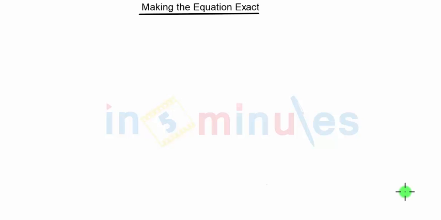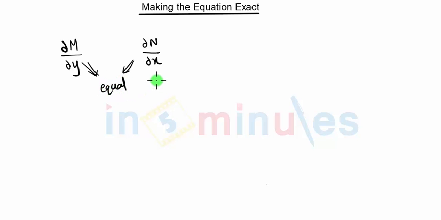In this video we are going to see another topic on differential equations, that is making the equation exact. As you have watched in the previous few videos, we used to find the partial derivative of M with respect to y and the partial derivative of N with respect to x, and check whether both of these are equal or not. Till now we have seen that both of these are always equal. That means our differential equation is exact.